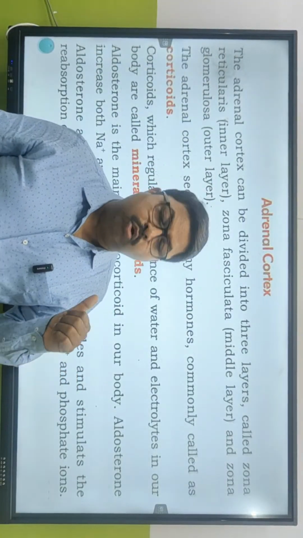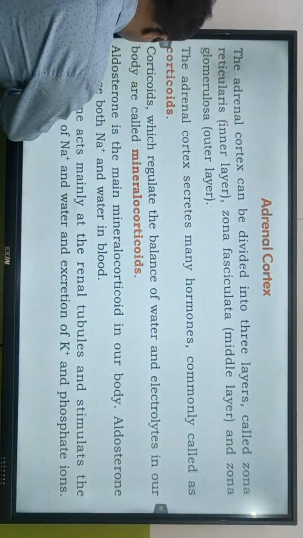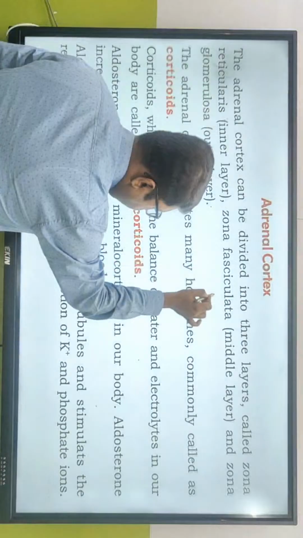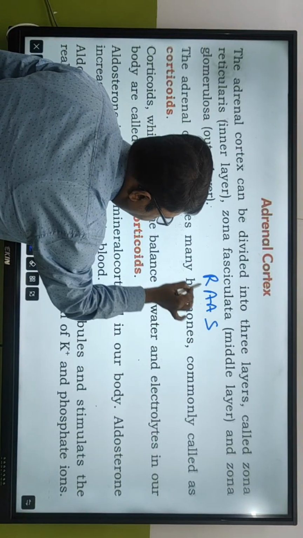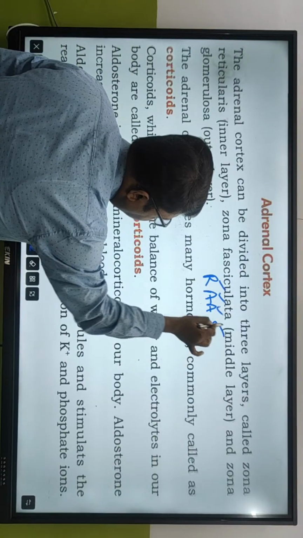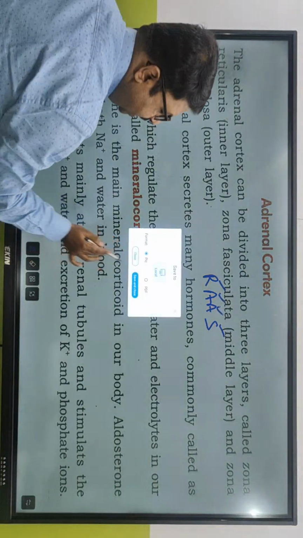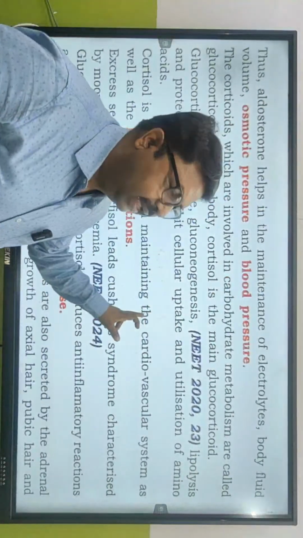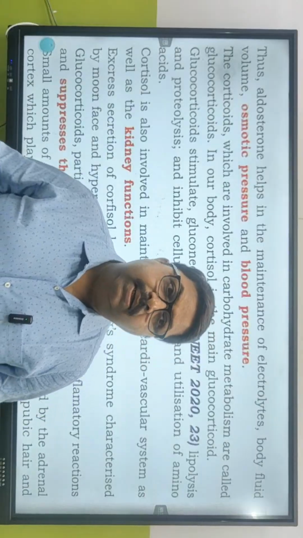Aldosterone's function we are also going to study in the excretory system under the topic called RAS. What is the full form of RAS? Renin, angiotensin, aldosterone system, which helps in what? One of the functions of the kidney is to regulate blood pressure.